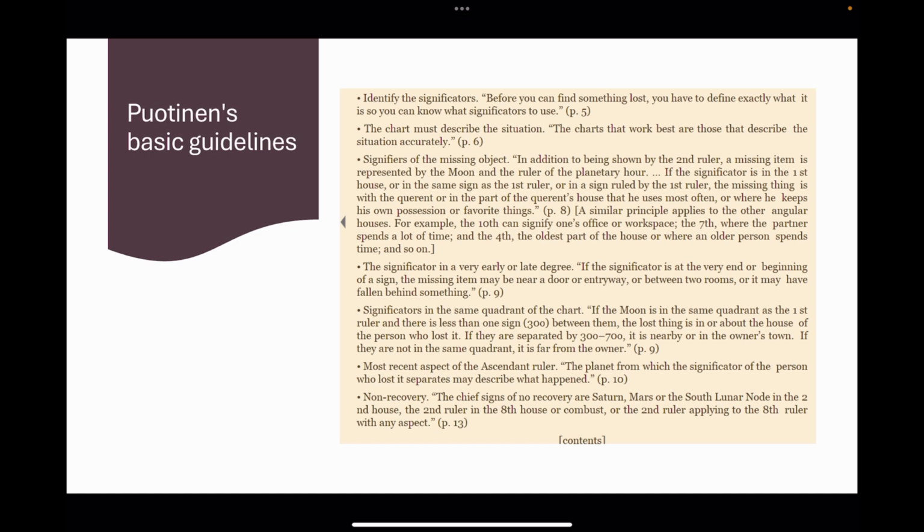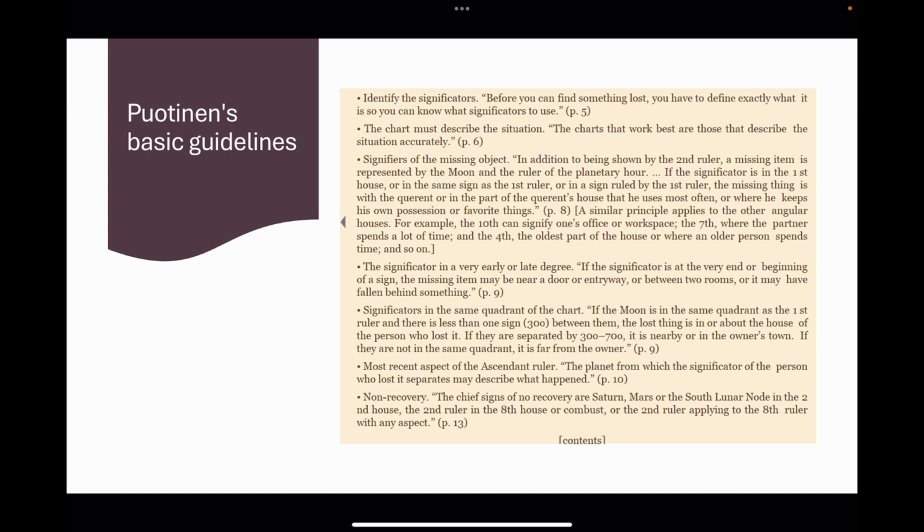You want to look at the most recent aspect from the ascendant ruler because that will show the person who lost it and it may describe what happened. And then there are some chief signs of non-recovery, which are Saturn, Mars, or the South Node in the second house. If the second house ruler is in the 8th house or combust, meaning it is within 15 degrees of the sun, or if the second ruler is applying to the 8th house ruler in any aspect, that can show where the item may not be recovered.